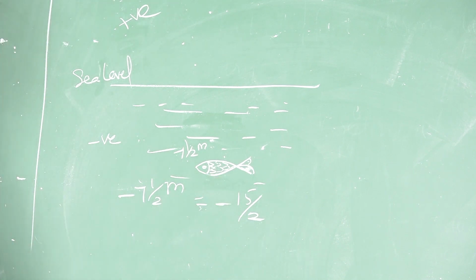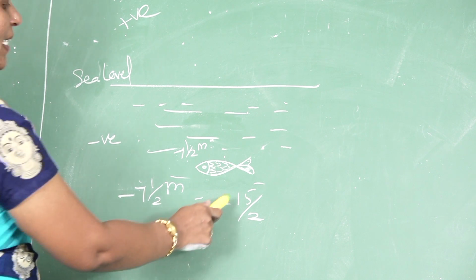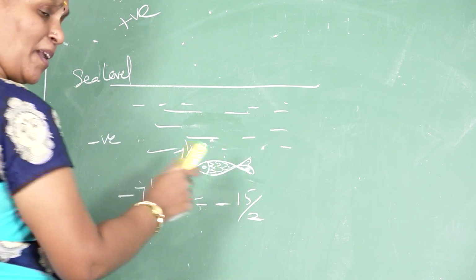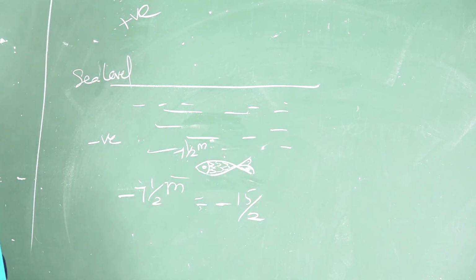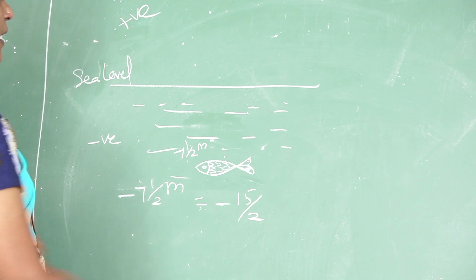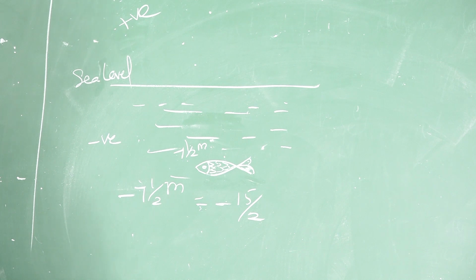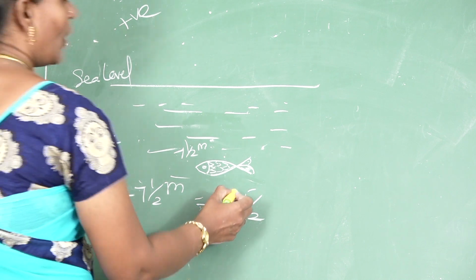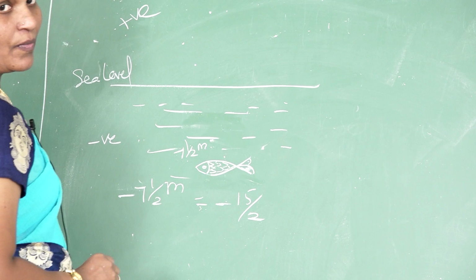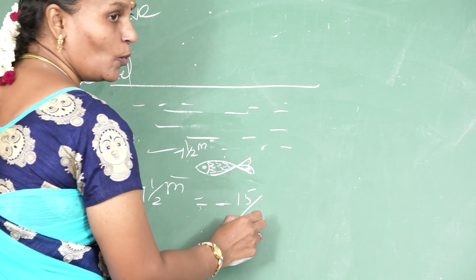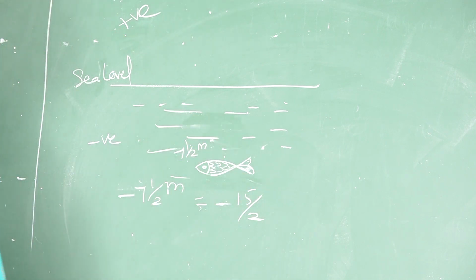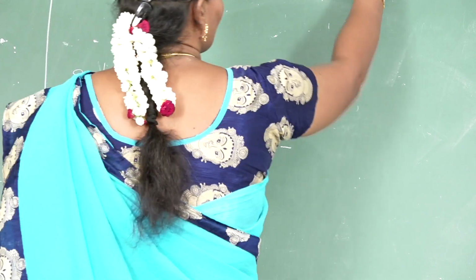Minus 15 by 2. Is this number a fraction? No. Good. Because minus 15 is not a whole number. What is this? This is an integer. So minus 15 by 2, this number is called a rational number. Rational number. So now come on, what is a rational number?